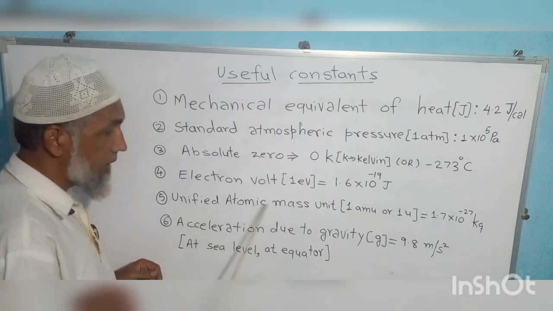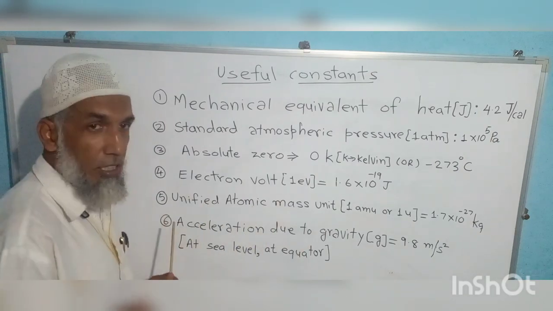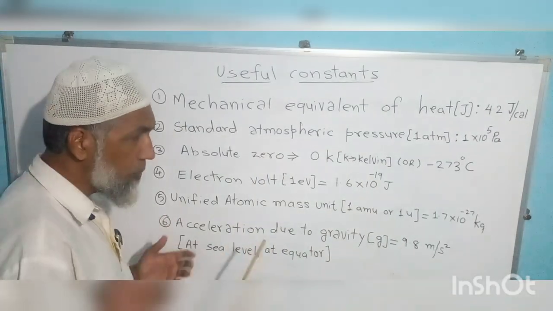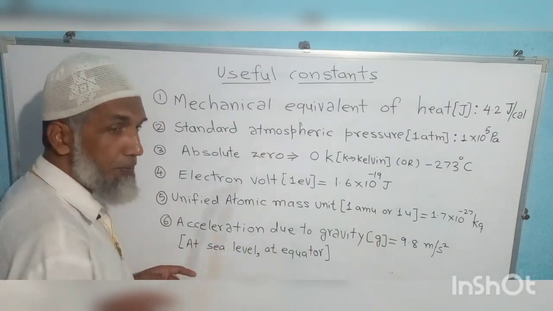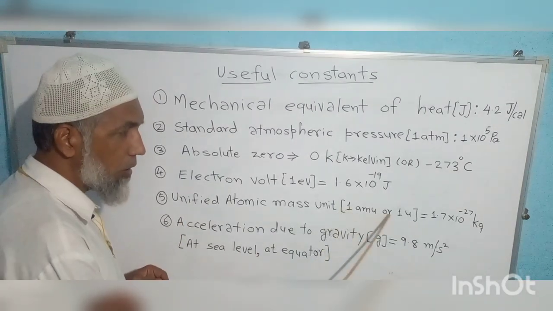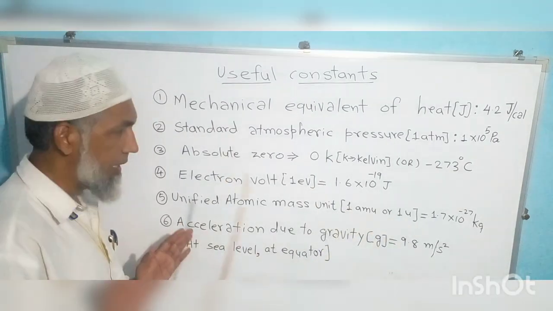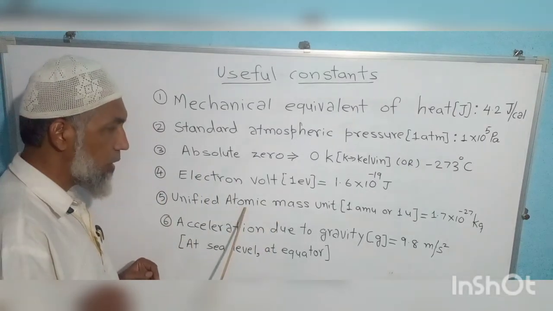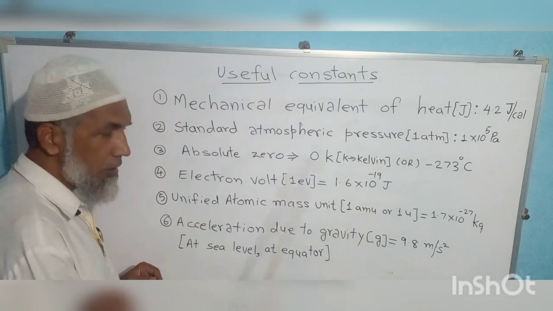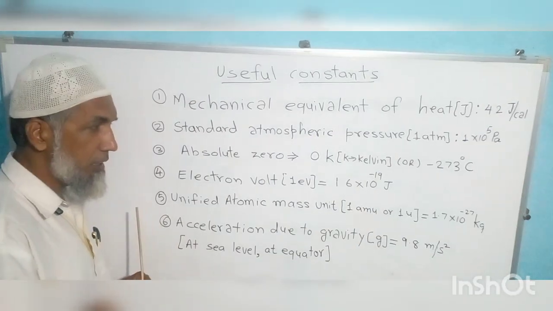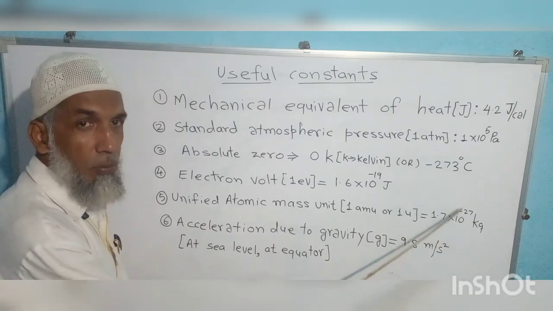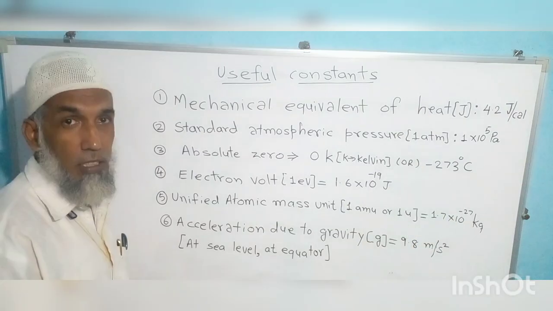Unified atomic mass unit. 1 AMU. In a few books you will find 1 U. So either written 1 AMU or 1 U, it is the same. Its long form is atomic mass unit. And its value you need to take is 1.7 into 10 to the power of minus 27 kilogram.